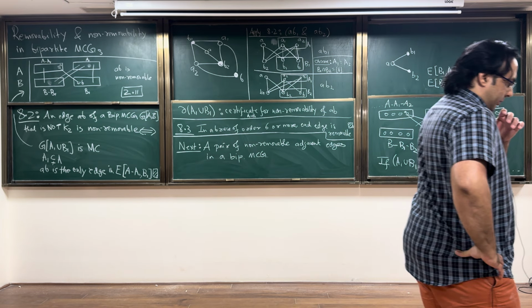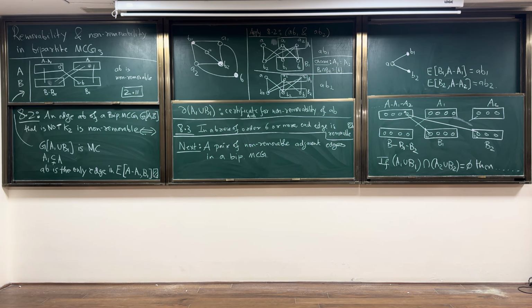Alright, so this is what we'll prove. We'll prove that when the degree of A is 3 or more, then these certificates, the sets A1 union B1 and A2 union B2, are going to be disjoint. Okay?